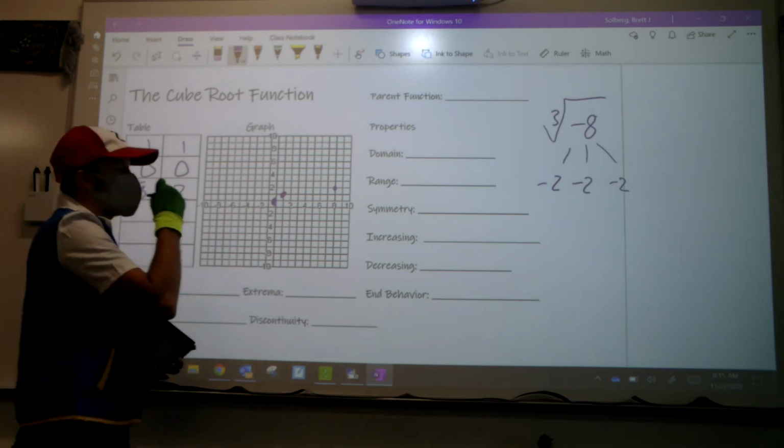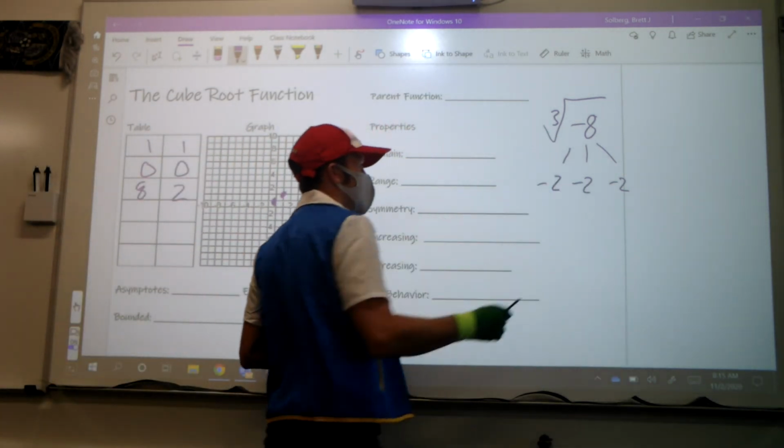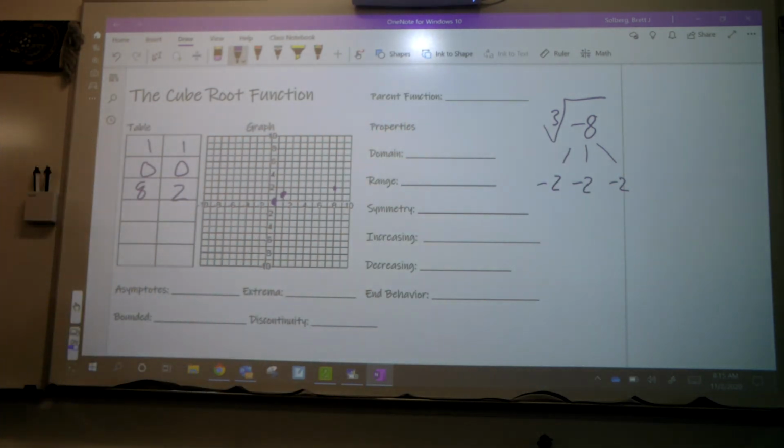Oh, so since our index here is odd, negatives are okay. Notice when we were talking about domain, we said we can't take the square root of a negative, but did we say anything about cube roots? Cube roots are fine. It's just the even roots that we have problems with. So what's the cube root of negative 1? It's negative 1 still, so this is actually going to jump down here to the negative. What's the cube root of negative 8?